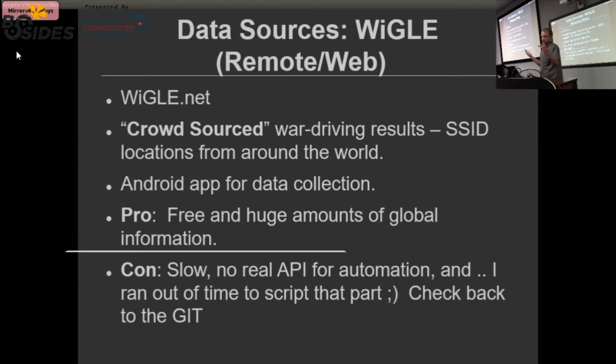And pros, like I said, it's free. There's a ton of information. I used an example earlier today when I was trying to work through some stuff quickly, and it was like, here's something in Shanghai. I'm pretty sure my guy didn't go through there, but the con is it's slow. There's really no API for automation, and while I started working on that, the common thread of this talk is I ran out of time to script that, but I will get that finished if you do want to check back later.